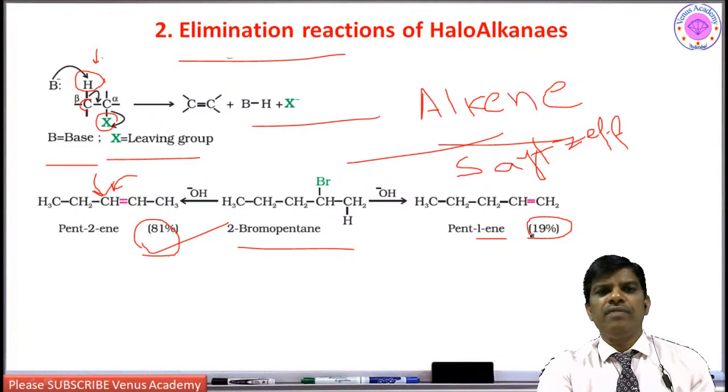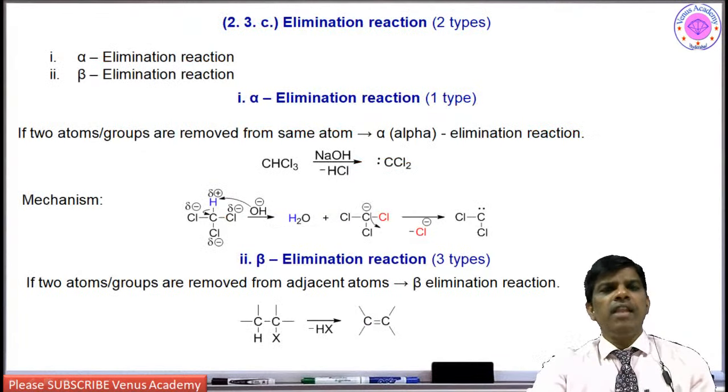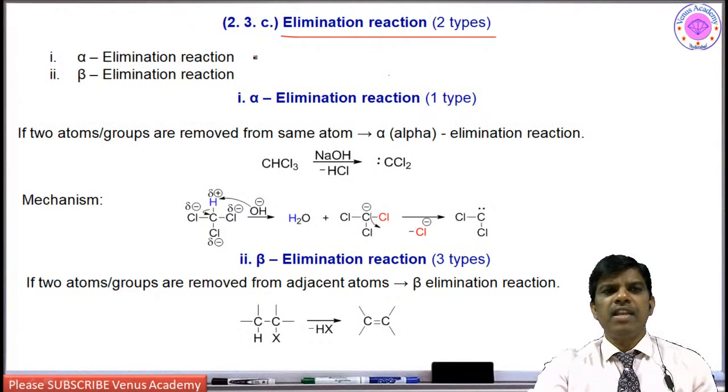Let us see the mechanism. You will come to know the detail. So elimination reactions are two types, students. One is alpha elimination and the second one is beta elimination.